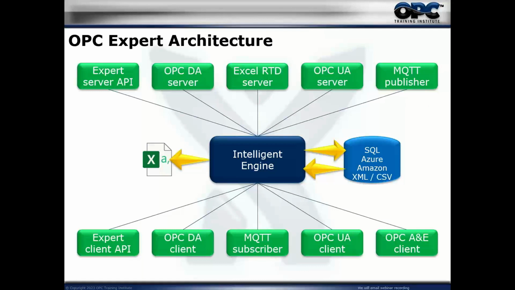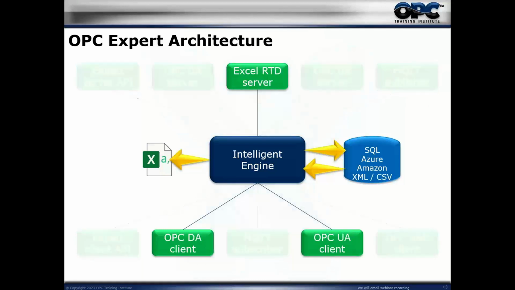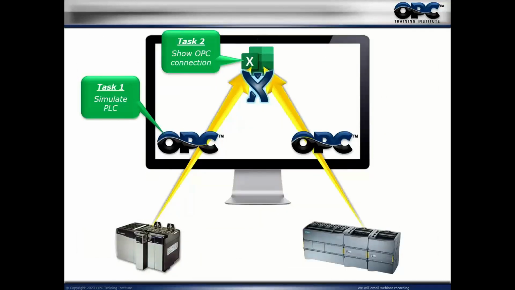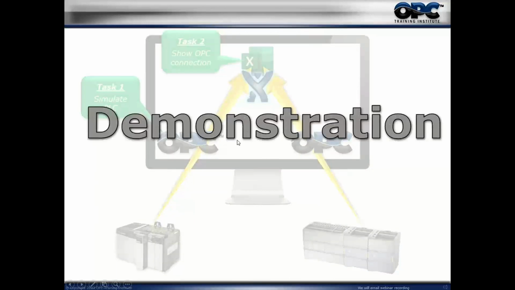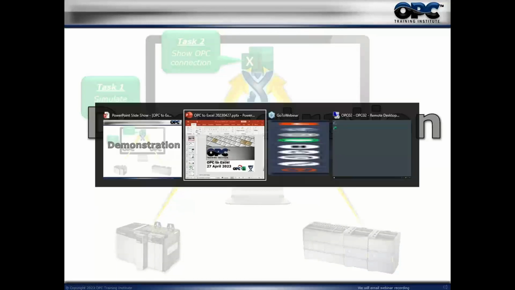But again, in this particular webinar, we're going to be talking about just OPC DA and UA. We're going to connect to an OPC DA server and a UA server, and we'll send the data out to Excel. Okay, so let's go have a look at this. Once again, we've got the controllers through OPC to OPC Expert. So this is an OPC server to OPC Expert and to Excel. And that's exactly what I'm going to show you here. So let's get going.